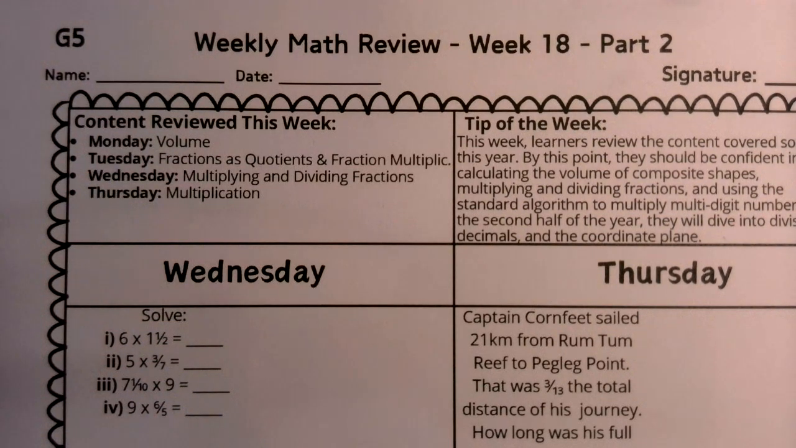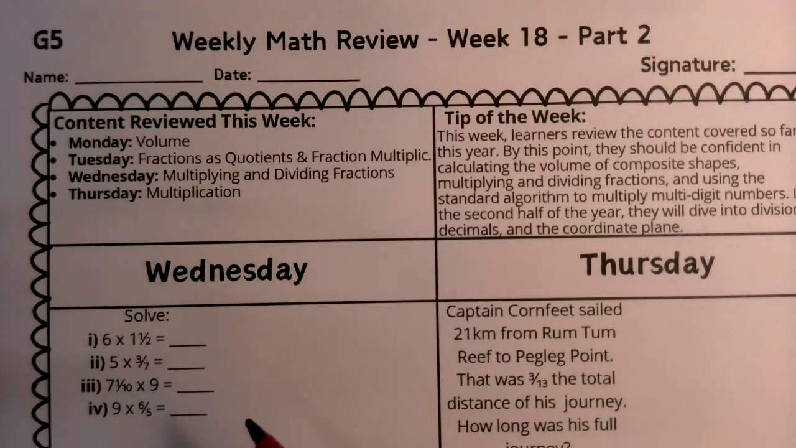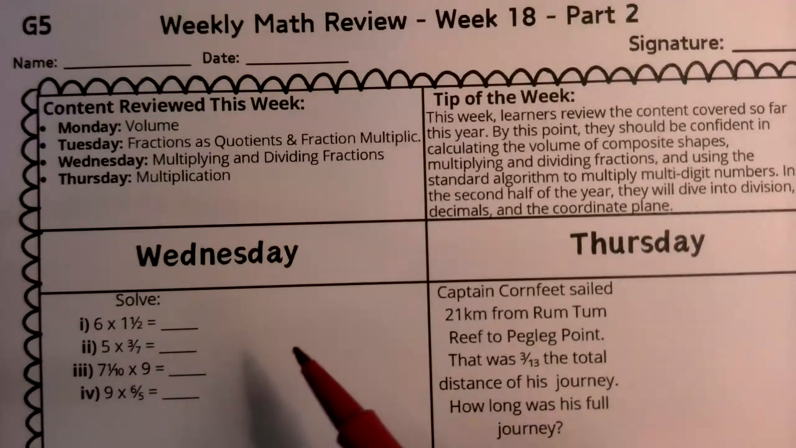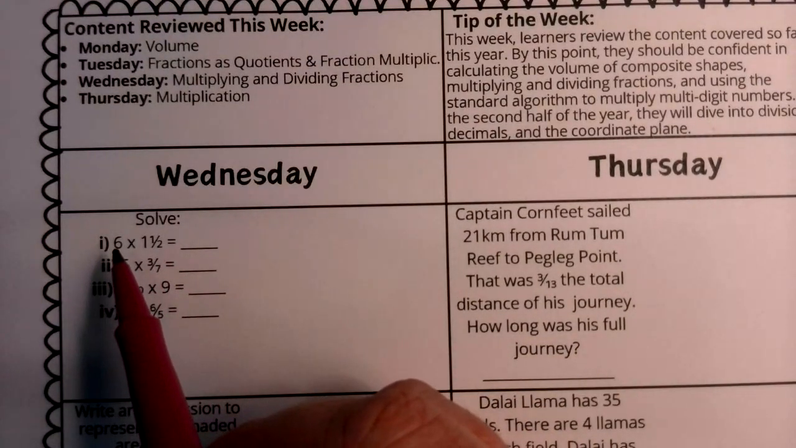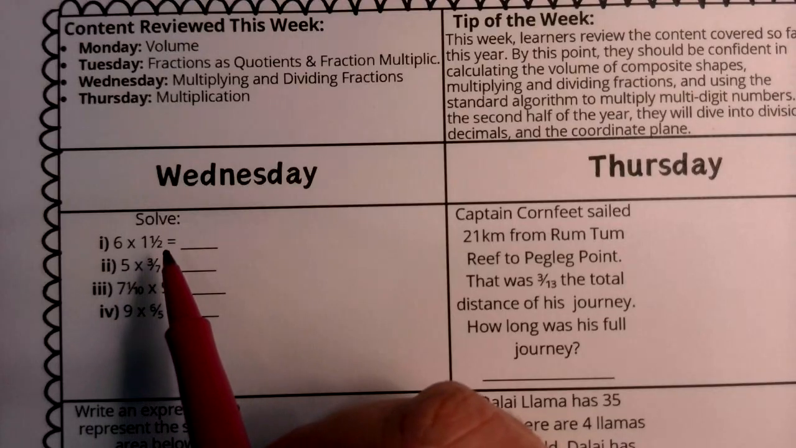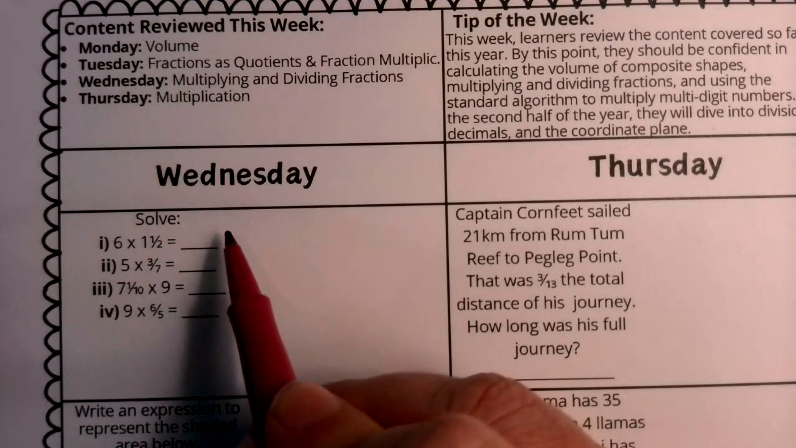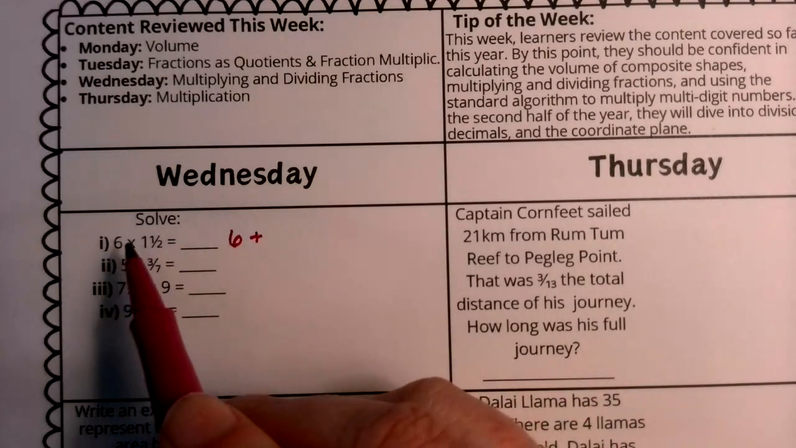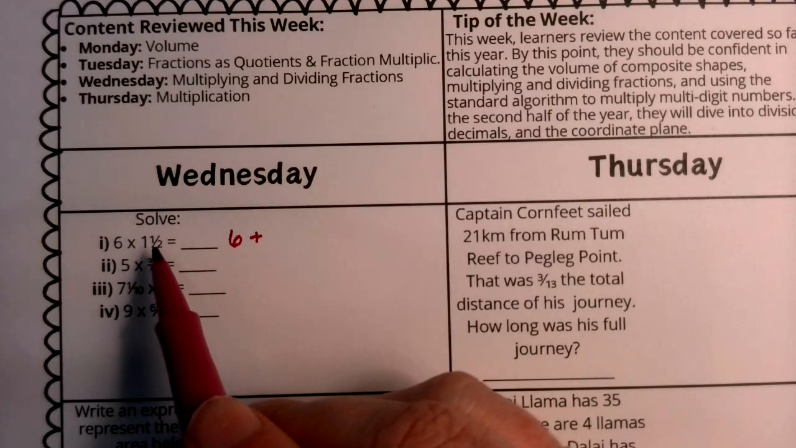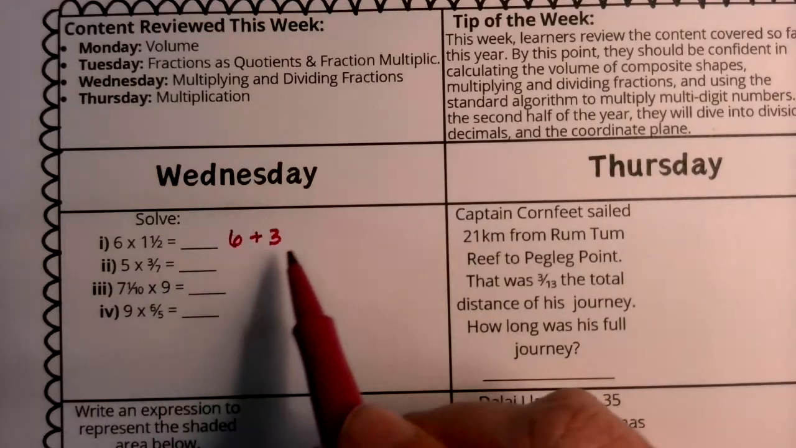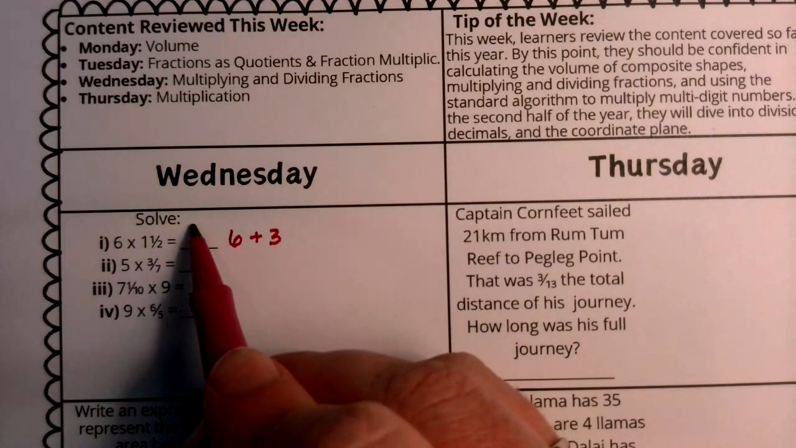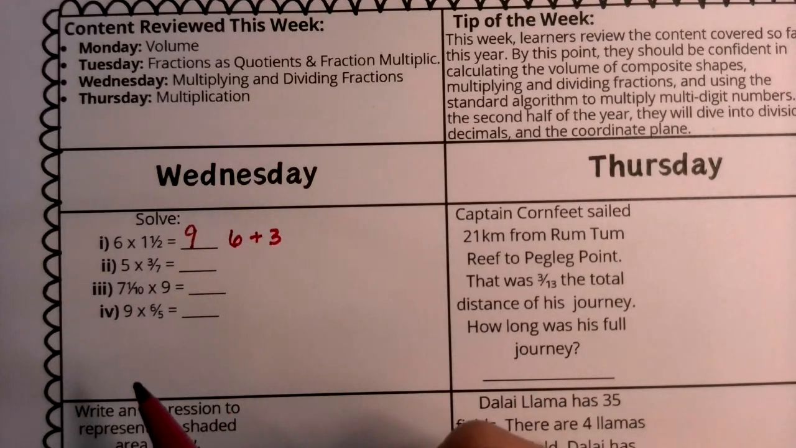Good morning, mathematicians. It is Wednesday, and let's get started with some whole number or mixed number times proper fractions or vice versa. Let's take a look at this first one. So here I am seeing 6 times 1 and a half. Well, I know that 6 times 1 would be 6, and I know that 6 times a half, or half of 6, is going to be 3 more than that. That is how I know when I join those that I have an answer of 9 for part 1.